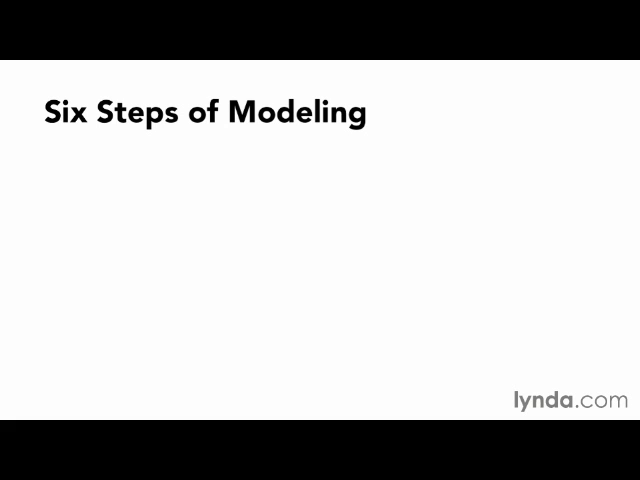Modeling in SOLIDWORKS is repetitive. We use the same steps over and over to generate the features required to build a model. The 6 steps will help you to remember the basic workflow. Number 1, select a face or plane. When you first open a brand new part, there are no faces to choose from, so we have to choose one of the 3 fundamental planes to get started on.